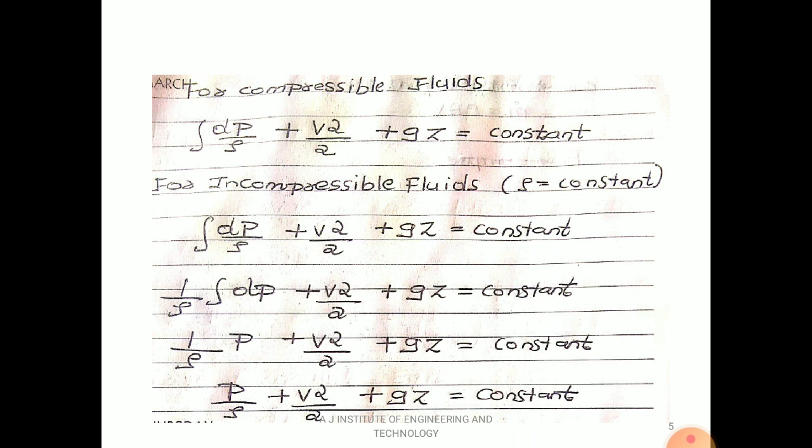But for incompressible flow, as we all know, density remains constant, so rho equal to constant. So you can take 1 by rho outside the integration sign. So 1 by rho into integration of dp plus V square by 2 plus g z equal to constant. But integration of dp is p, so we get p by rho plus V square by 2 plus g z equal to constant.